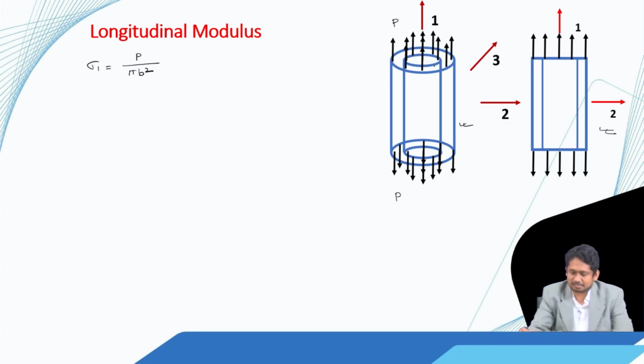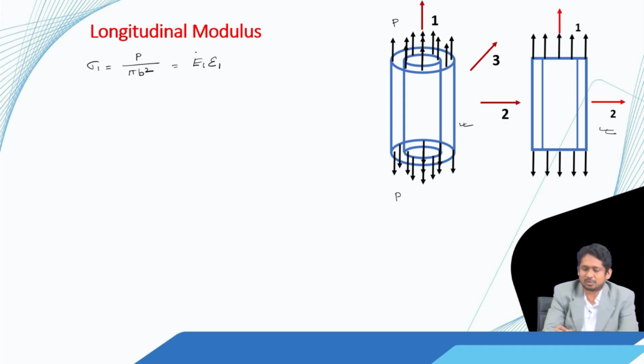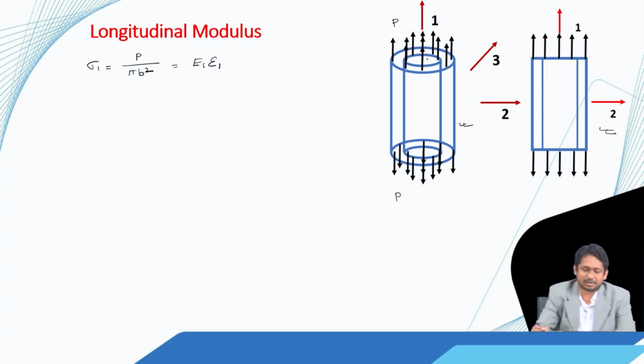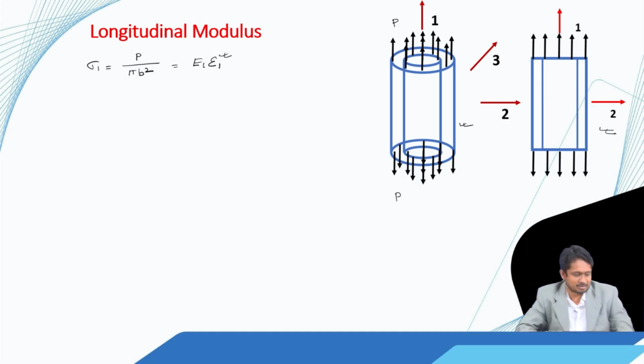So, the area is pi b square, and that is equal to E 1 multiplied by epsilon 1. So, E 1 is our desired Young's modulus, the elastic modulus in direction 1, and epsilon 1 is the strain experienced by both fiber and matrix in direction 1. If I can find this out, then we can solve this problem and get E 1. To find this epsilon 1, we will employ the theory of elasticity based approach.